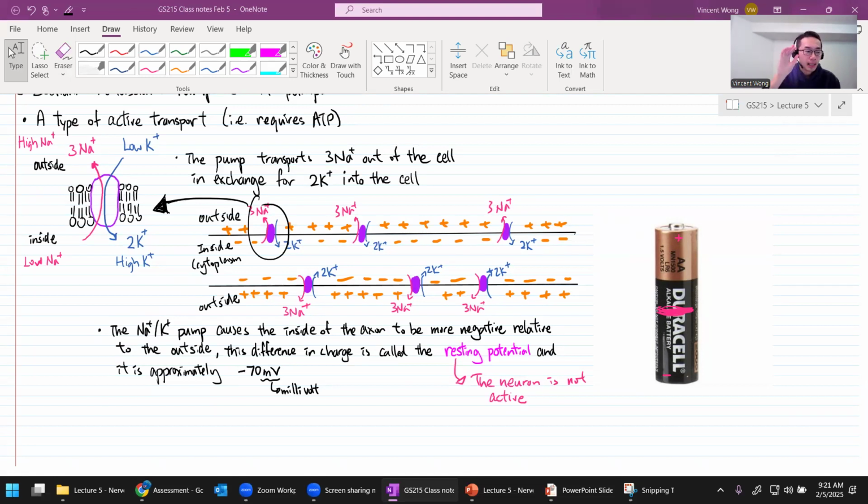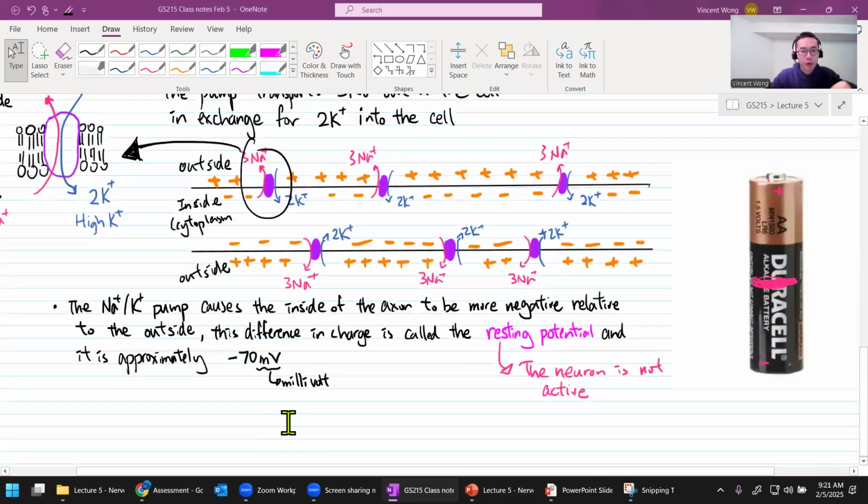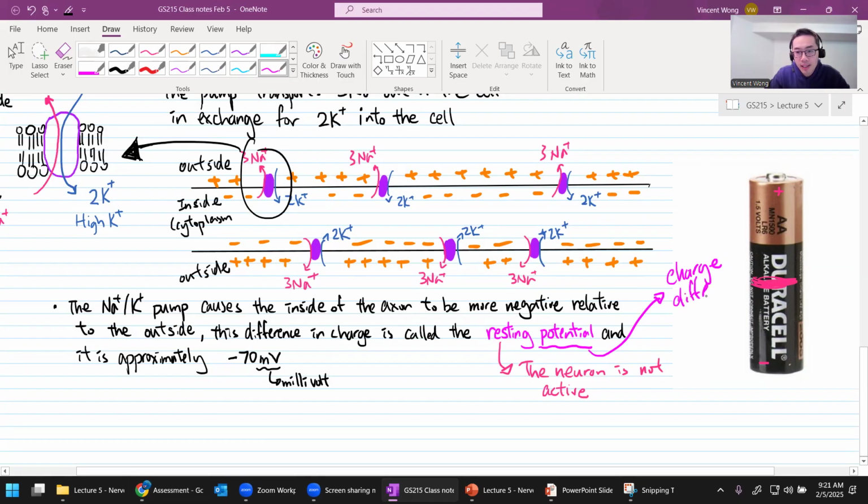Okay, the word potential, let me define that a little bit further for you. Right here, I'm just going to put it as a side note. Potential is basically describing the charge difference across the membrane. At least that's what it means in the context of what we are talking about.